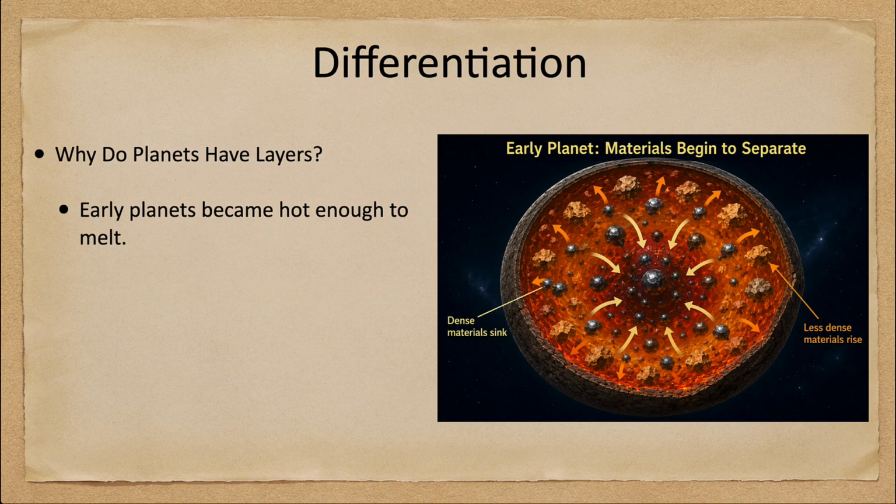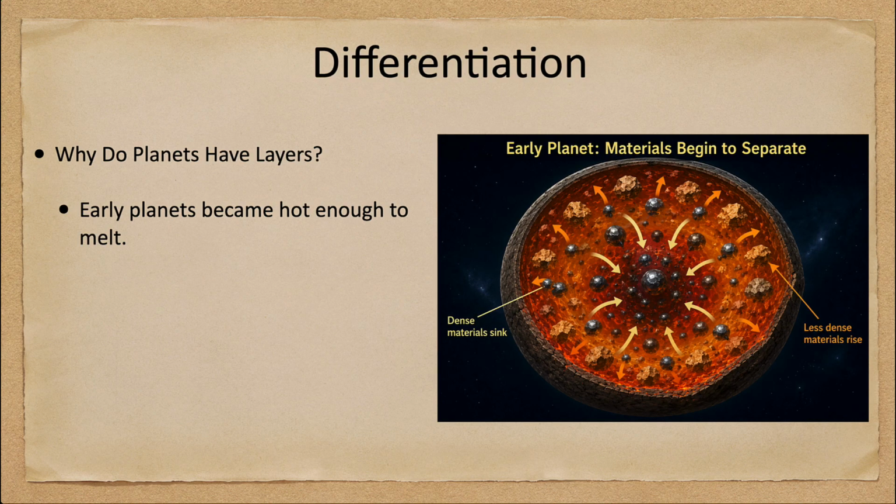If you could slice through Earth, you would find a metallic core surrounded by a rocky mantle and a thin outer crust. But planets did not necessarily form that way. Early in their history, many small rocky worlds were hot enough for their interiors to partially melt. Once that happened, gravity began sorting their material by density. Astronomers call this process differentiation.